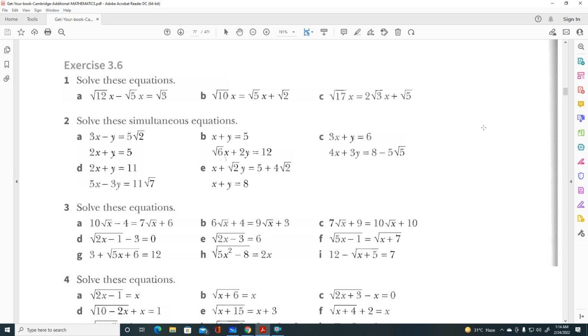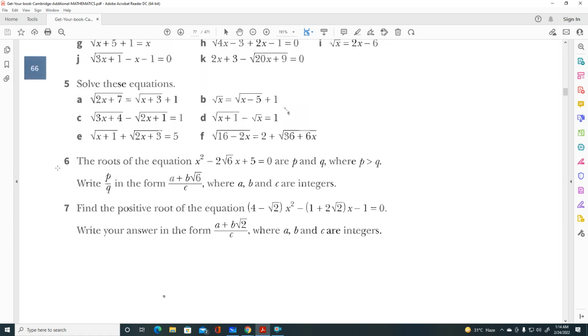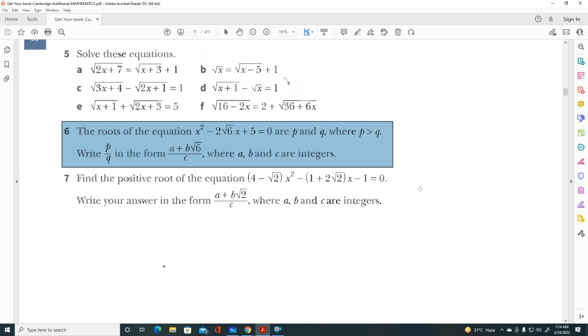As you know students, we are doing chapter number 3, named Indices and Surds, and we started exercise 3.6. We did question number 1, which you can see on the screen, question number 2, question number 3, question number 4 and question number 5. So two questions are left in this exercise, question number 6 and question number 7, which we will complete in today's class.